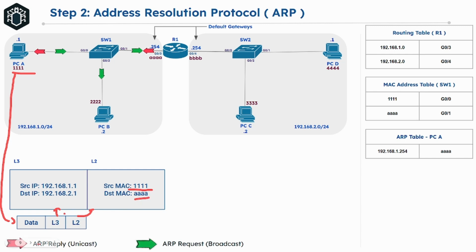However, notice the destination IP address. It is still PCD's IP address. This is because IP identifies the final destination, while MAC addresses are used only to reach the next hop. So, the original layer 3 IP packet remains unchanged. Now, this frame is sent to the switch.